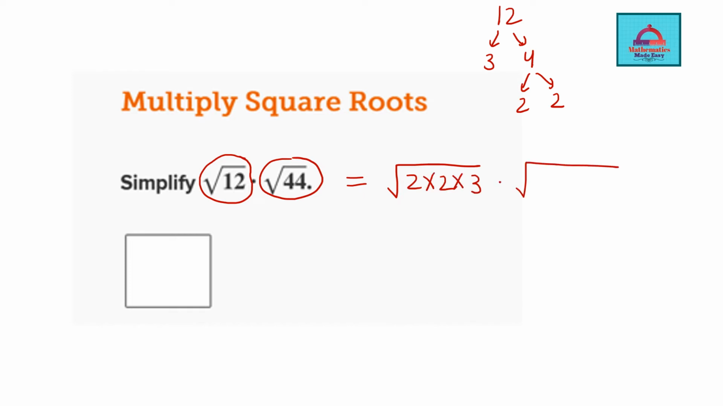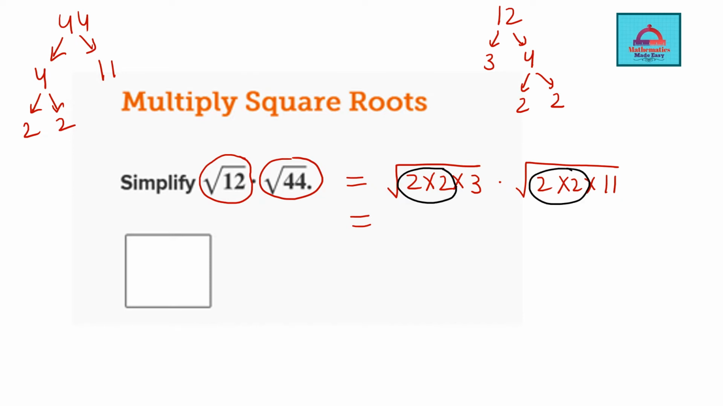Similarly for 44, because these are small numbers, we are just doing a factor tree instead of dividing. The answer will be the same. So prime factors are 2, 2 and 11, and that's what you multiply. Now look at the pairs. There is one pair here, one pair here. So the pair will come out of the radical. 3 and 11 will be inside.